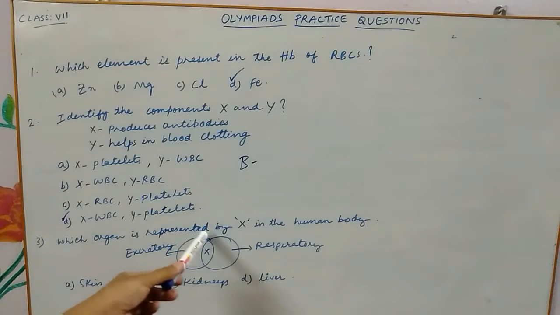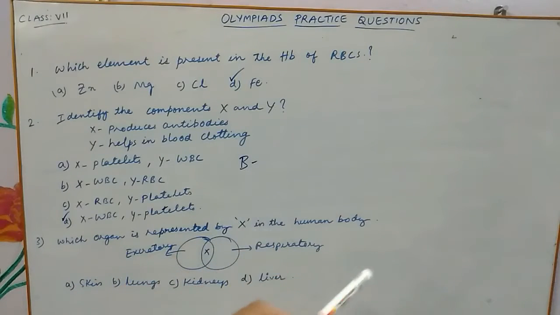Which organ is represented by X in the human body? You can see there's a Venn diagram given over here. So X has the characteristic properties of both the circles, both these groups. Group A is excretory in function, and group B is respiratory in function, and X is both, that means it is sharing the region of both. So what is represented by X?